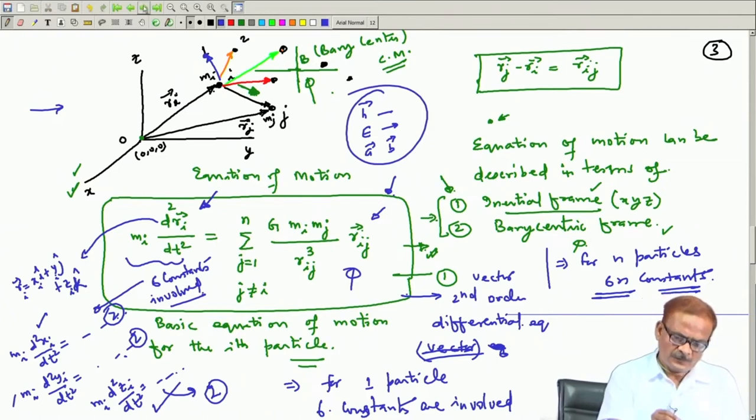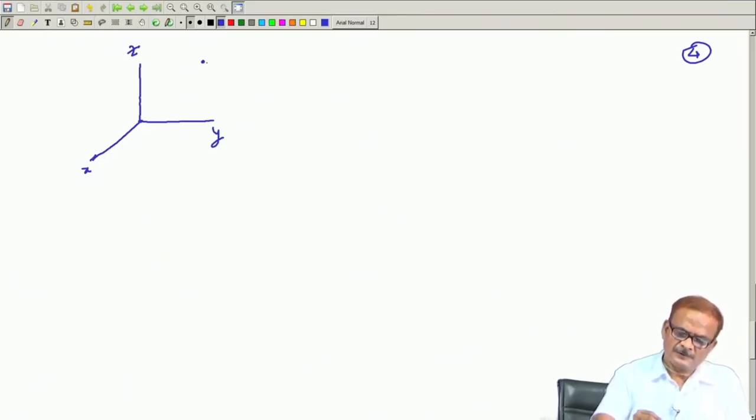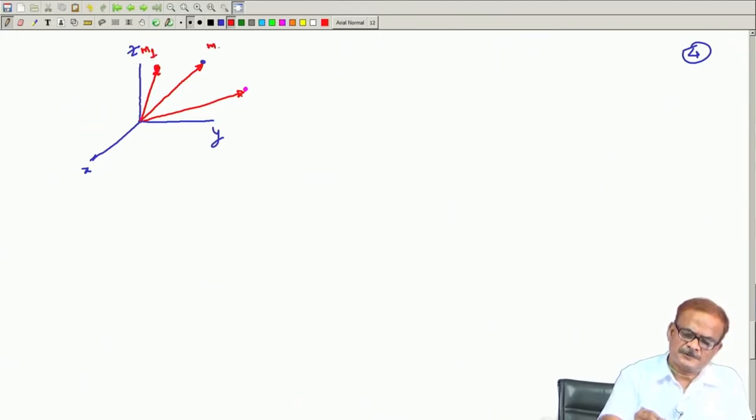But right now our intention is to describe the motion of a particular particle with respect to another particular one. So, first we will write for three different particles and then we will generalize. Here is one particle, this is another particle here, and this may be another particle here. Let us say this is m 1, here this is m 2, and this is our m 3.